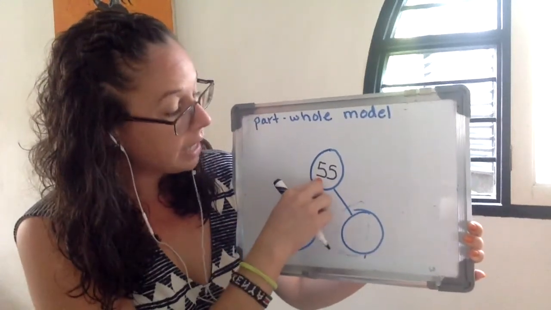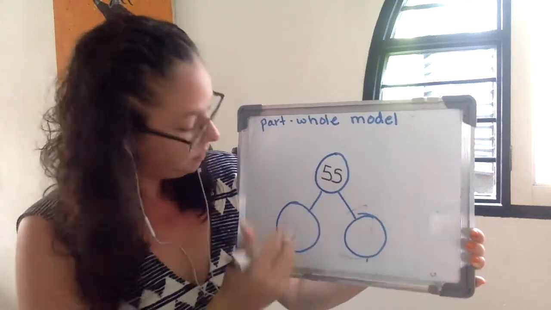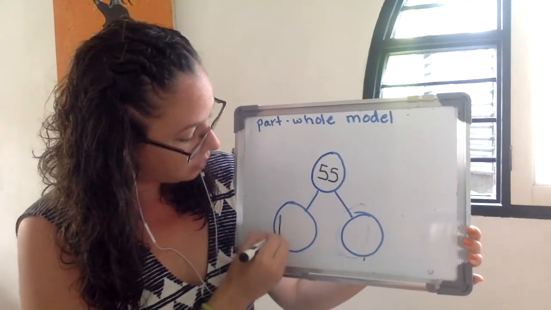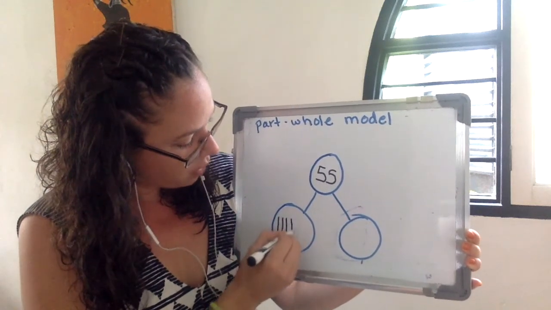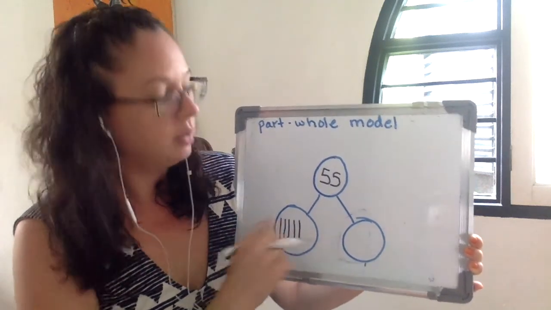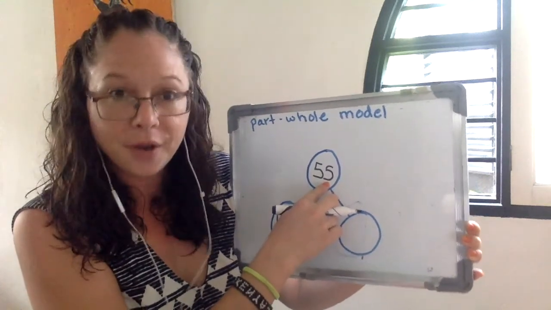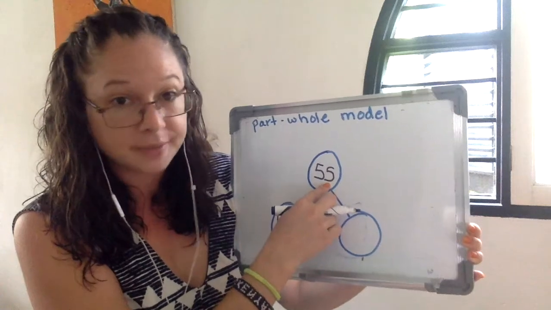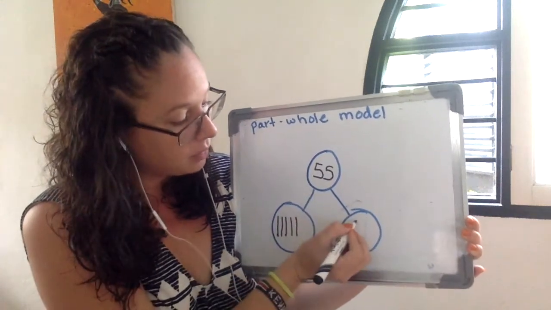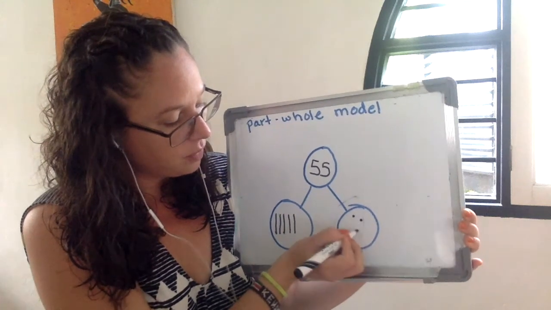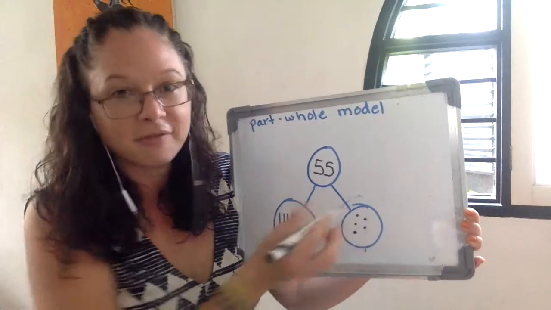I'm going to look in the tens column first, and I see there are 5 tens. So I'll draw 5 lines. 1, 2, 3, 4, 5. Now, looking at the ones column, I see there are also 5 ones. So I'll draw 5 dots in this other part. 1, 2, 3, 4, 5.